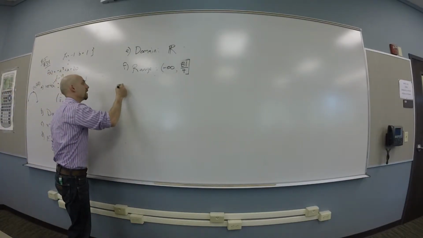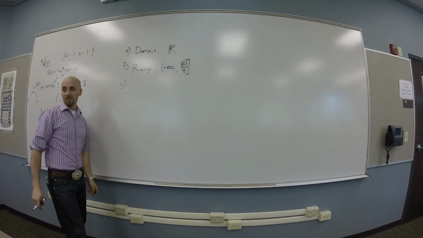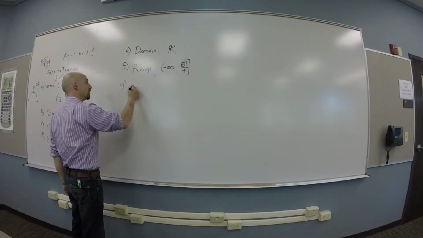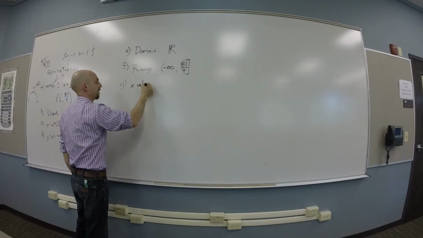All right, let's see. So G is positive x values for which the function is positive. Correct.